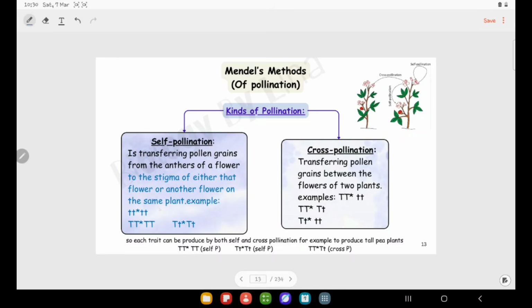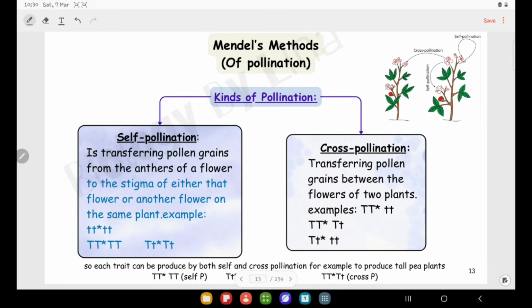How do we know that it's self-pollination? If the plants are genetically identical. For example, tt, when you cross it with another short plant, which is also tt, this is self-pollination. TT, a tall plant, with another tall plant with the same genotype, they are genetically identical, so it's also self-pollination. And also Tt with Tt, they are the same, so it's also self-pollination.